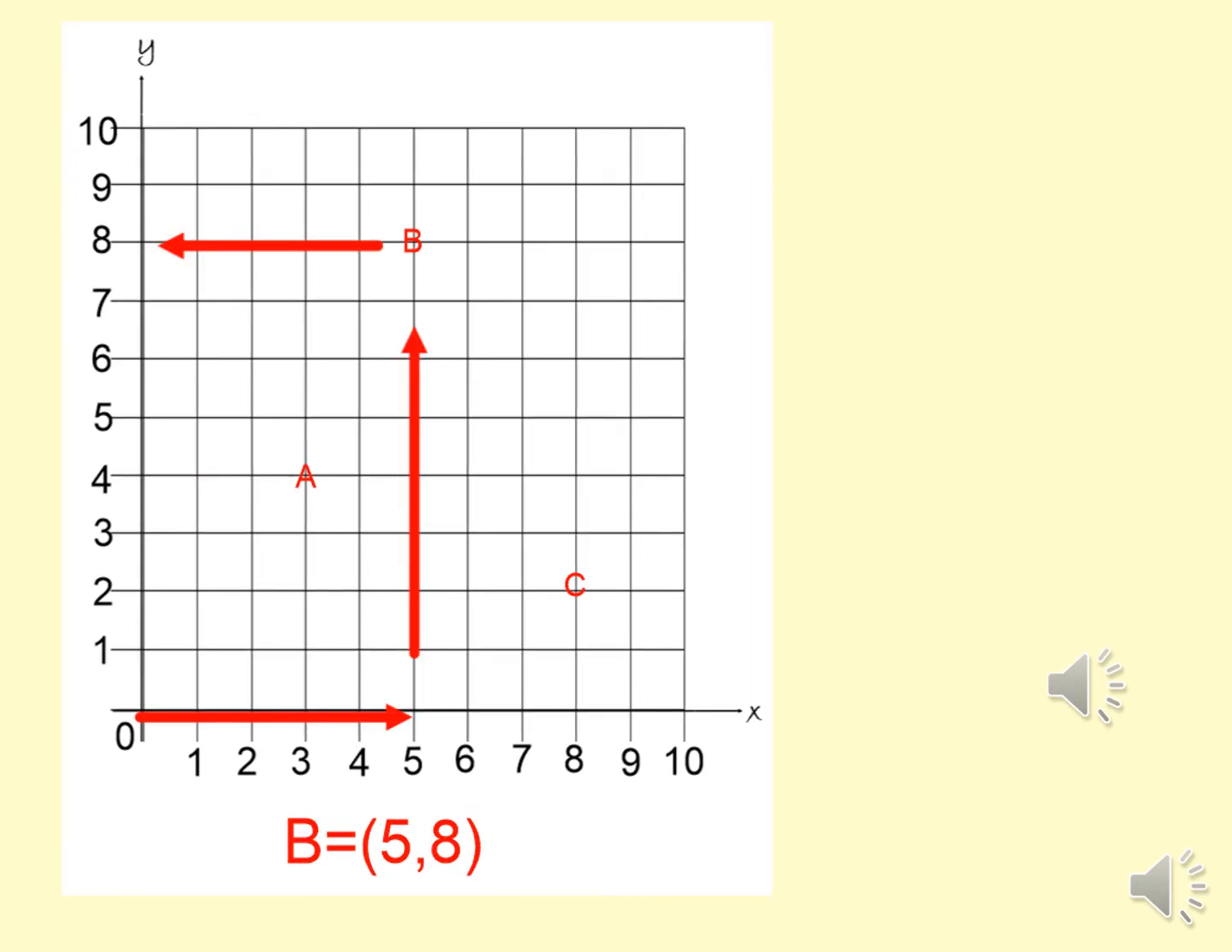The coordinates of B are 5, 8. We go along the x-axis, the left to right axis, first, and we see that B is in line with 5. And then we go up the y-axis and we see that B is in line with 8. So the coordinates of B are 5, 8. We do the x-axis first, the y-axis second.